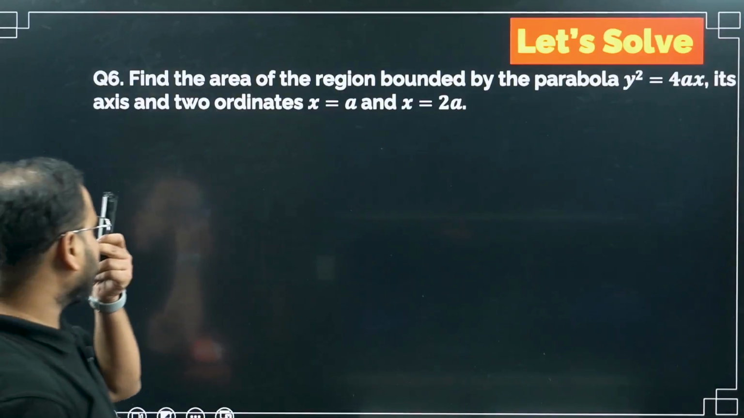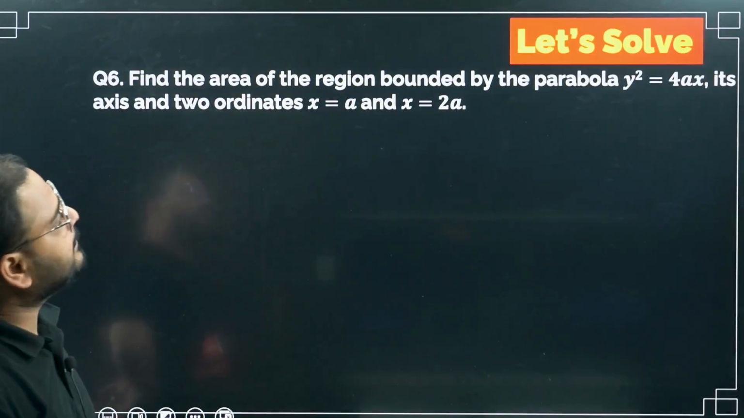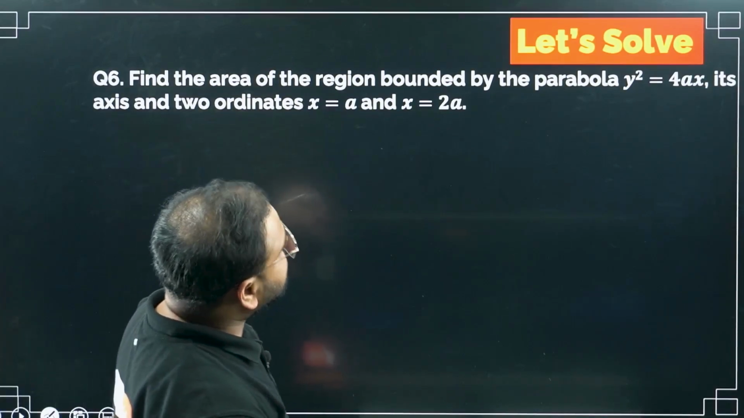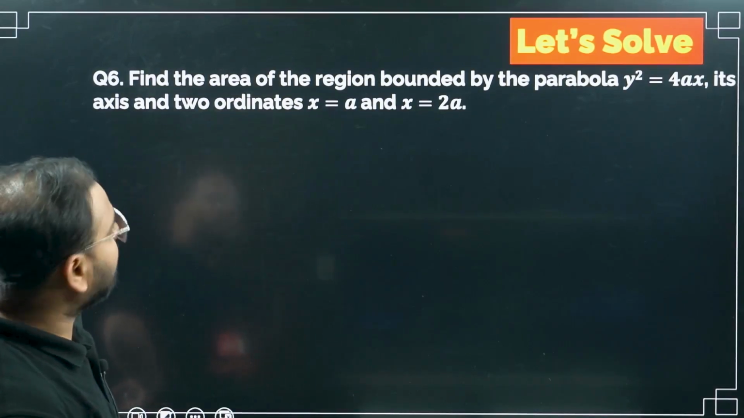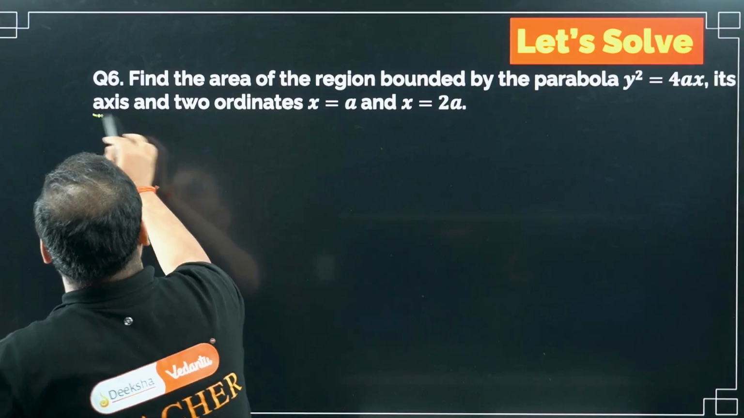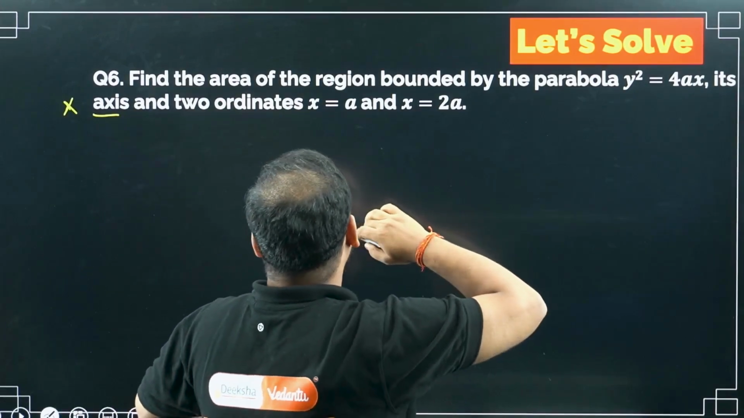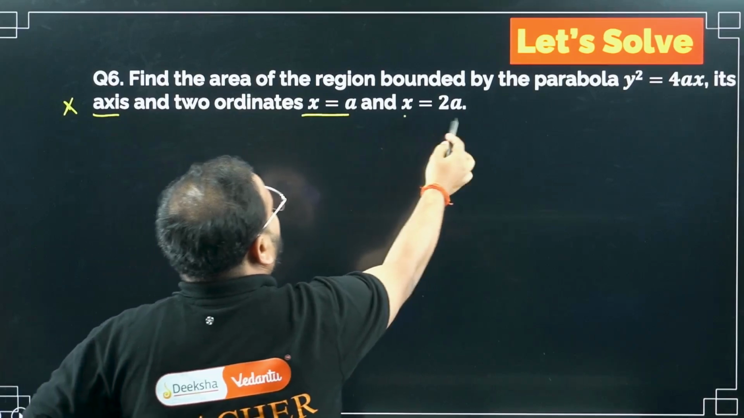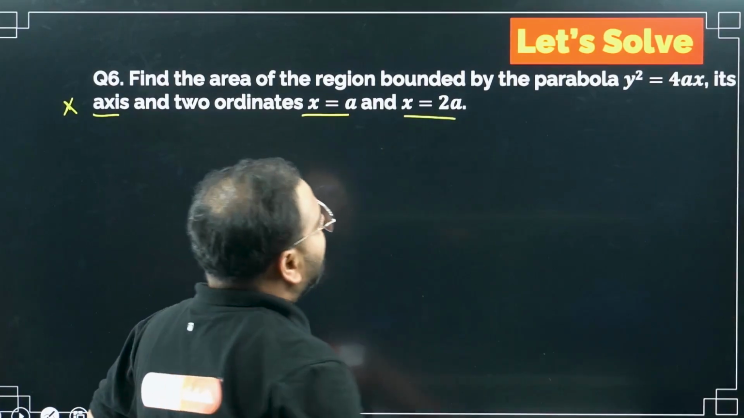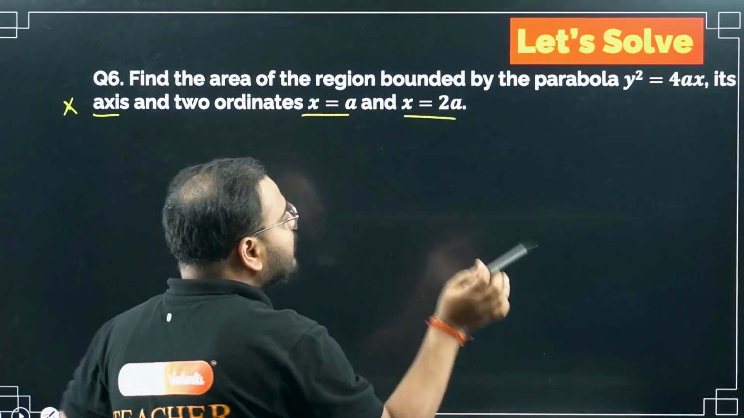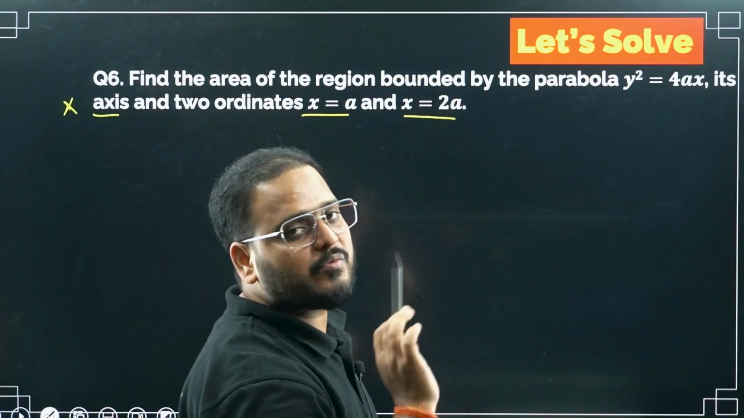Question number 6. Find the area of the region bounded by the parabola y square equal to 4ax, its axis, and two coordinates x equal to a and x equal to 2a. Okay, we'll see. Again, what are you going to do? Here we don't have a value given. We have to find it in terms of variable only.